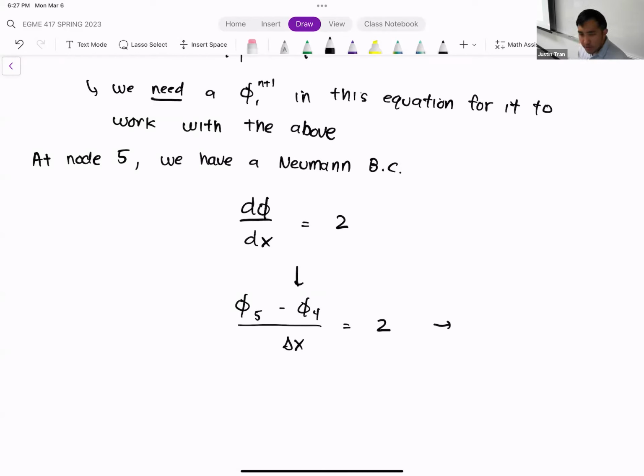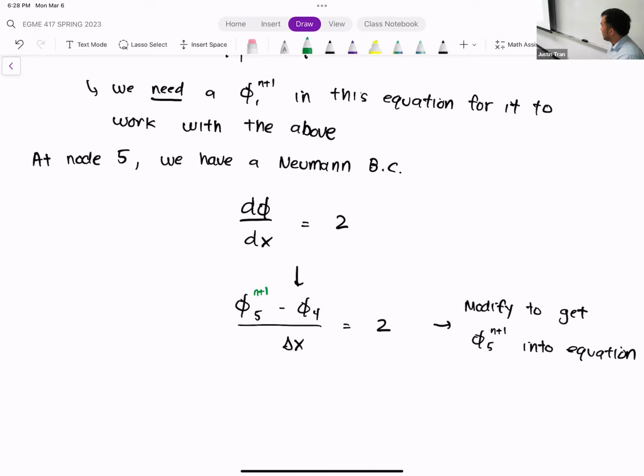But just like we did with the Dirichlet boundary condition, we need to modify this. Okay. And the way we need to modify it is that we need to get a phi 5 n plus 1 somewhere in the equation, okay? Because that's what's going to let us fit it into our framework. And so very similar to the Dirichlet boundary condition, this is going to be valid at all times, right? And so this equation here is going to be valid at time is equal to 0 and time is equal to infinity, okay? And so because of that, we have some freedom here. So let me start out by applying n plus 1 to phi 5, okay? Because that's exactly what we need from this equation.